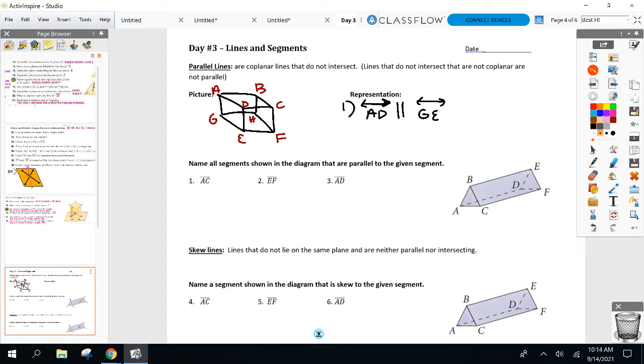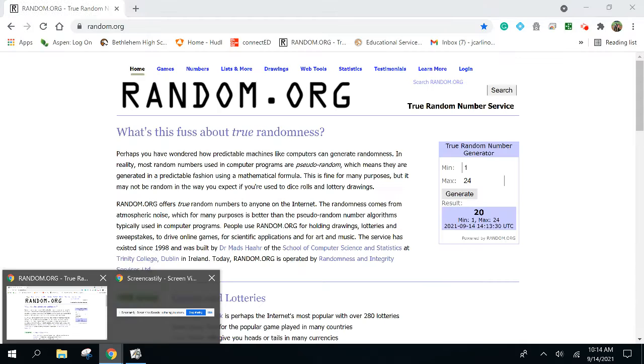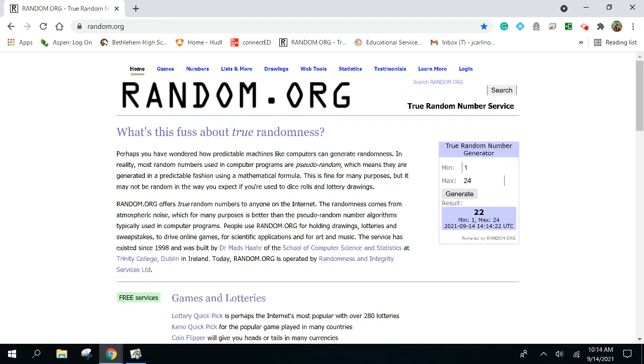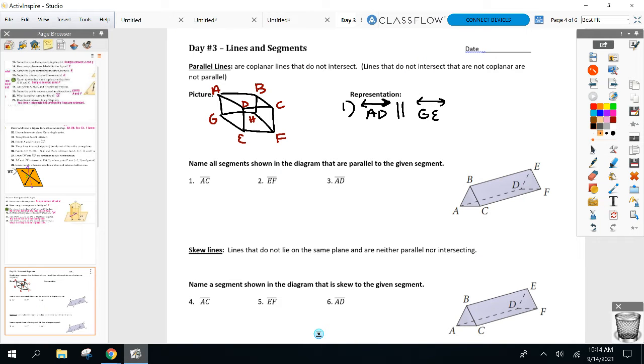I'm hungry, though. I want another pair. Let's go. Feed the beast. Aiden, what do you got over there? FE and CG. GH, that's fine. Yep. So line EF parallel to line GH. Good work, everyone. So they have to be on the same plane and they cannot intersect. All right, your turn now.